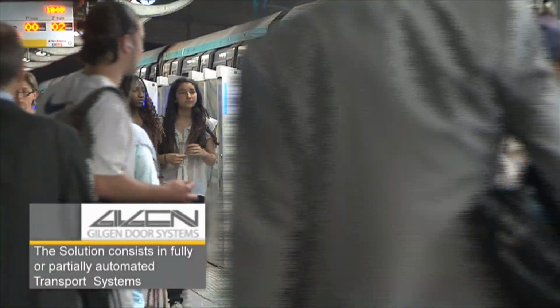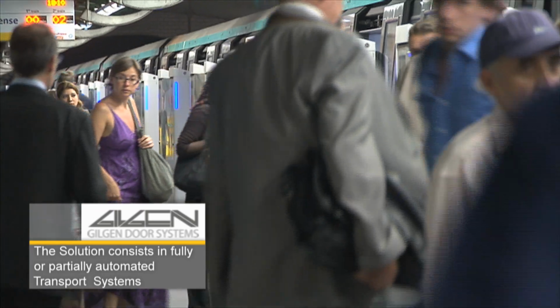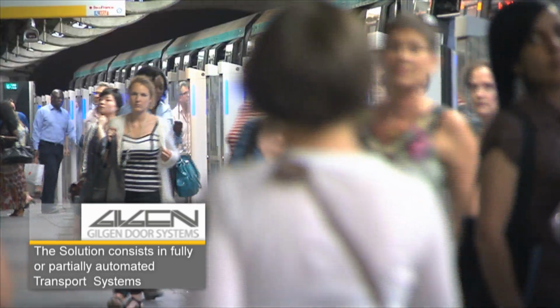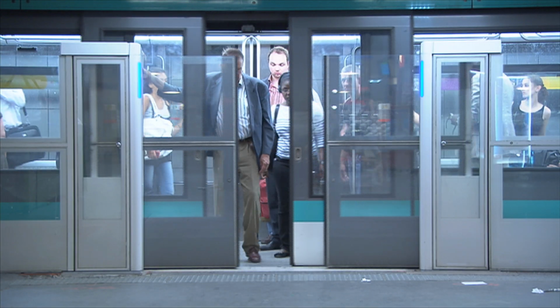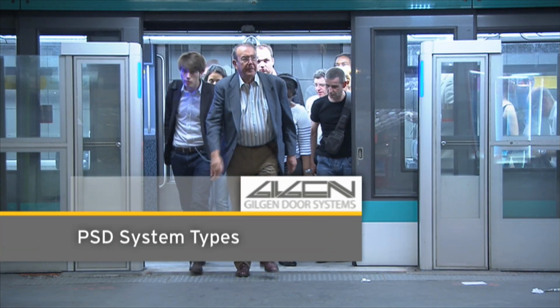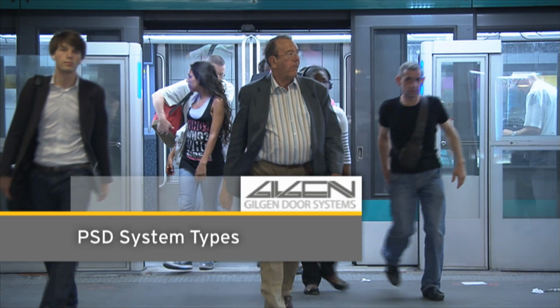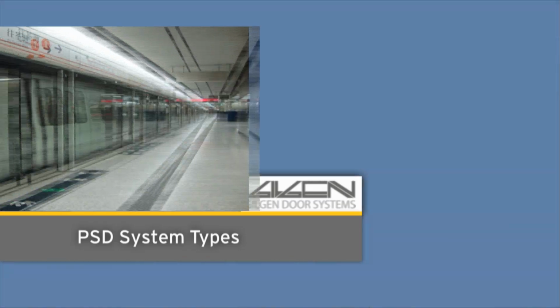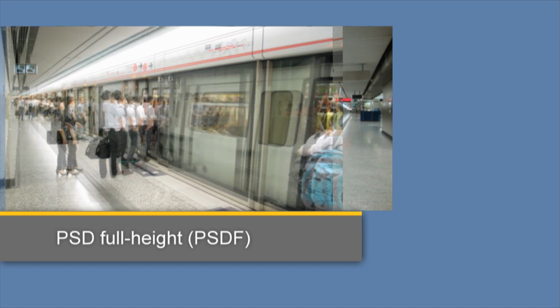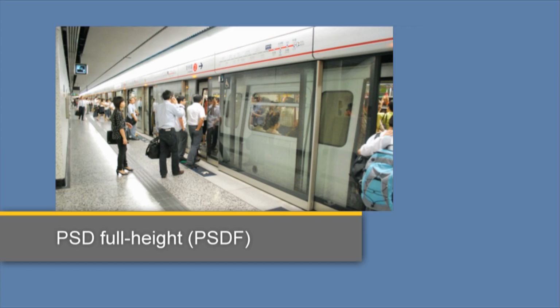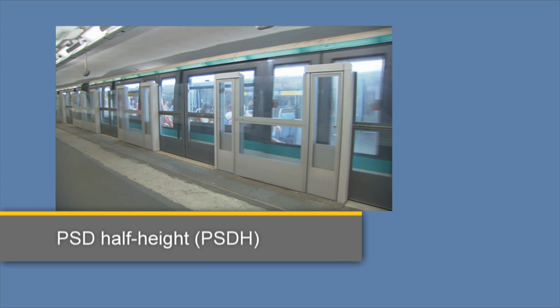The solution consists in fully or partially automated transport systems where platform screen doors are an indispensable requirement to ensure the safety and comfort of the passengers. Depending on their construction, we distinguish between two main types of platform screen door systems: the PSD full-height system and the PSD half-height system.